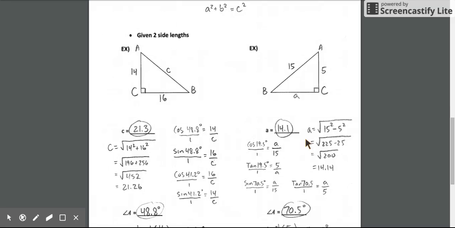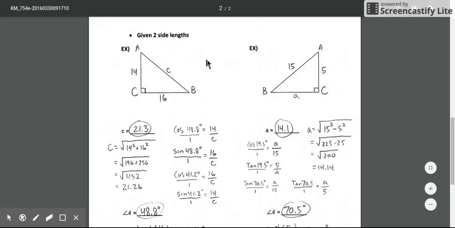All right, what if we have examples where we know two side lengths? How can we solve for the missing pieces? Well, to solve for the third side length in a right triangle, if we already know two of them, we can always use the Pythagorean theorem.